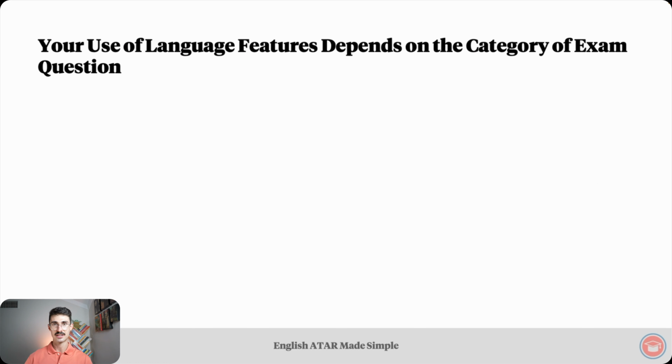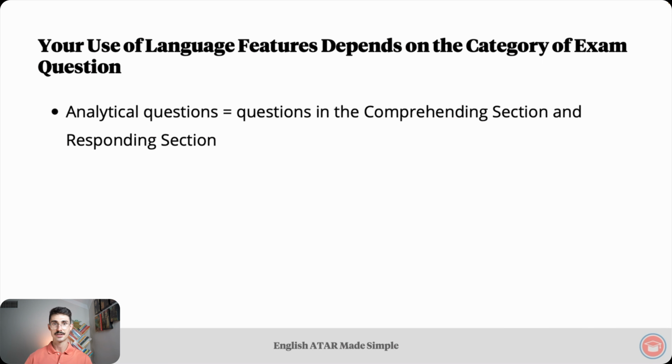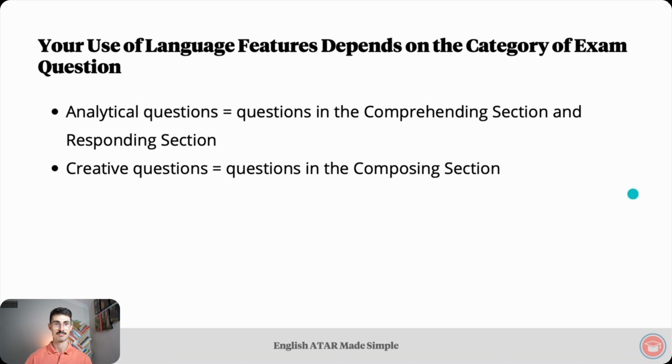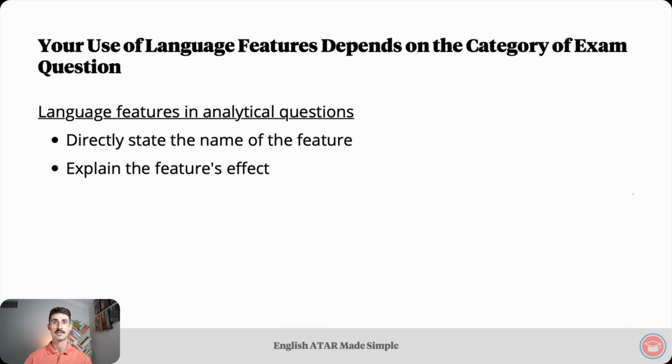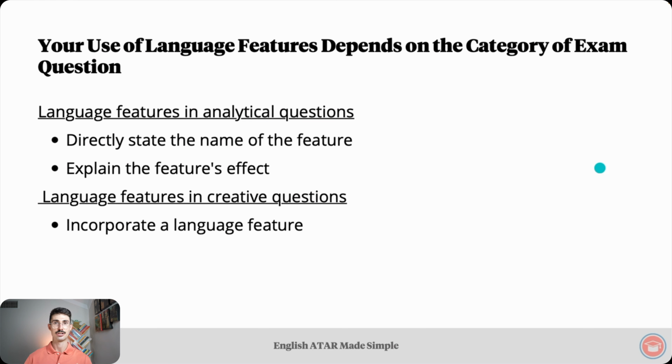The next section of the lesson that we've just discussed was your use of language features depends on the category of exam question. Analytical questions refer to questions in the comprehending section and the responding section. Creative questions refer to questions in the composing section. How should we go about language features in analytical questions? We learned that you need to, 1, directly state the name of the feature, and 2, explain the feature's effect. For language features in creative questions, we learned that you incorporate a language feature to create an effect.